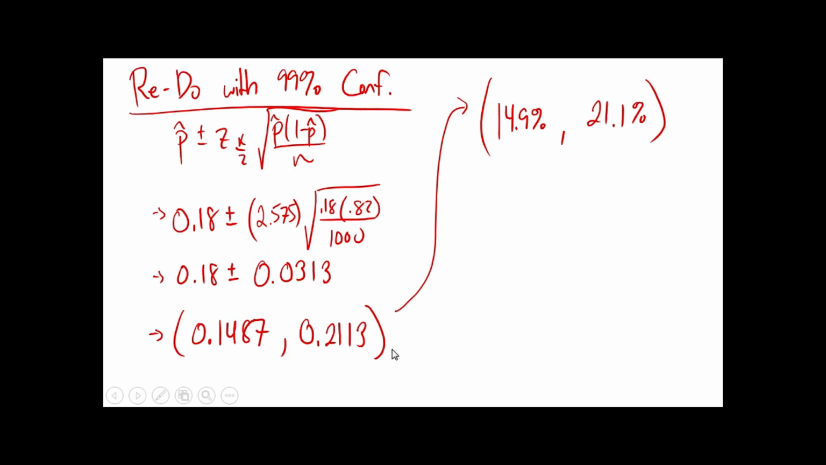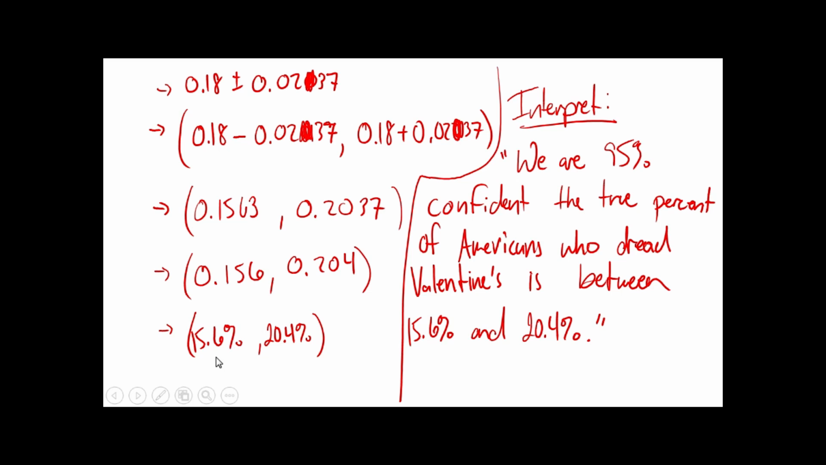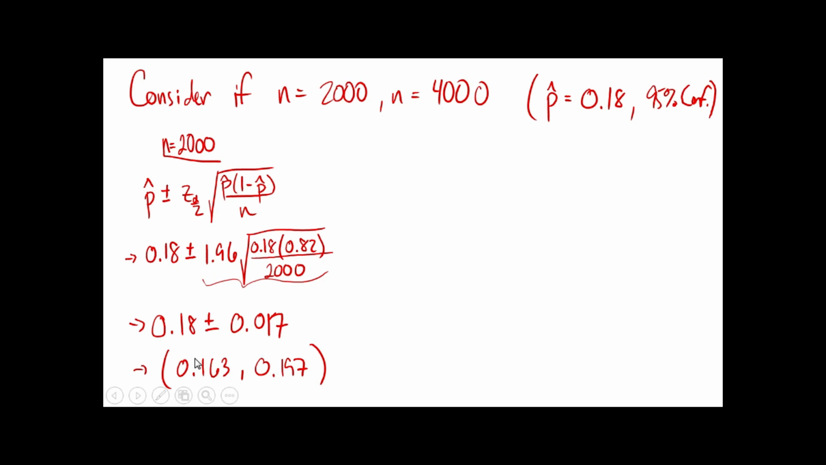So now notice how does that compare to our 95% confidence interval when we did 1,000? Our percentage went down to 15.6 and up to 20.4, and now it only goes down to 16.3 and up to 19.7. So what happened to our confidence interval? Did it get narrower or wider? Did it narrow or widen? Got narrower, right? And so what should we expect to happen if we would have bumped the sample size up to 4,000? Hopefully it's going to get even more narrow, and we can see that.